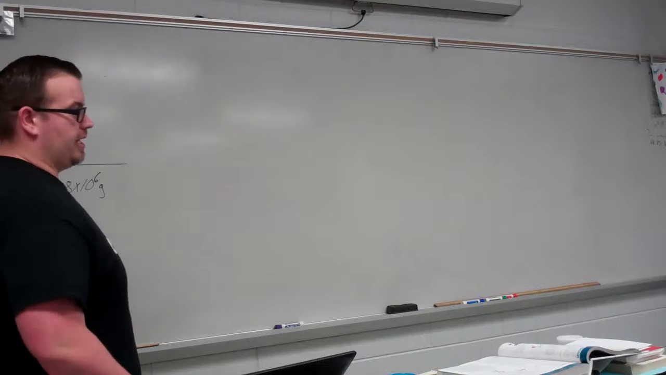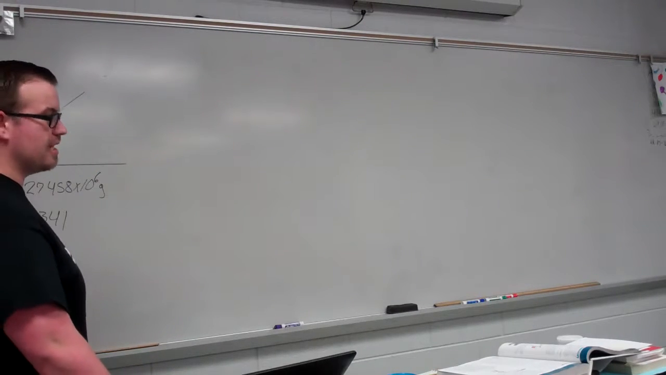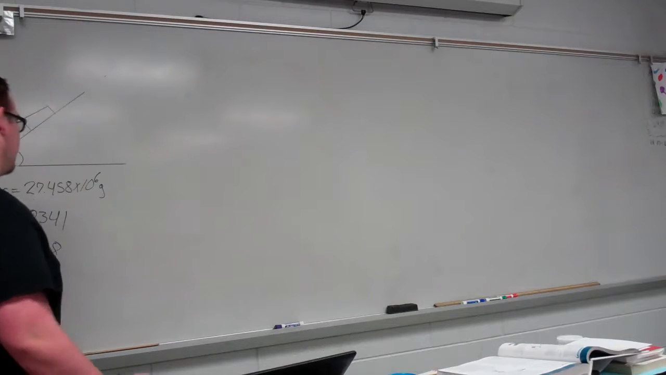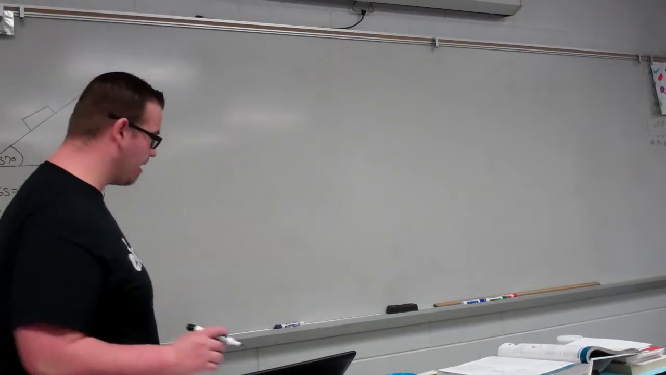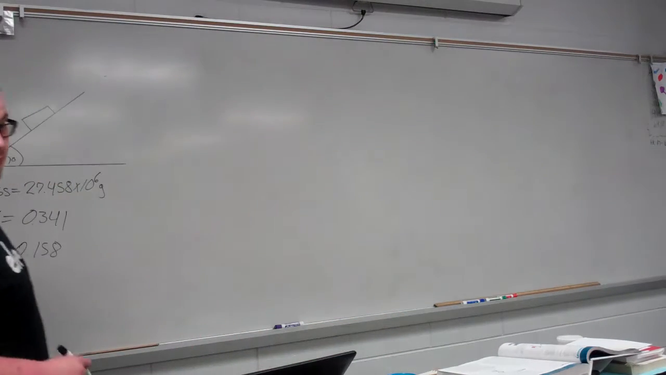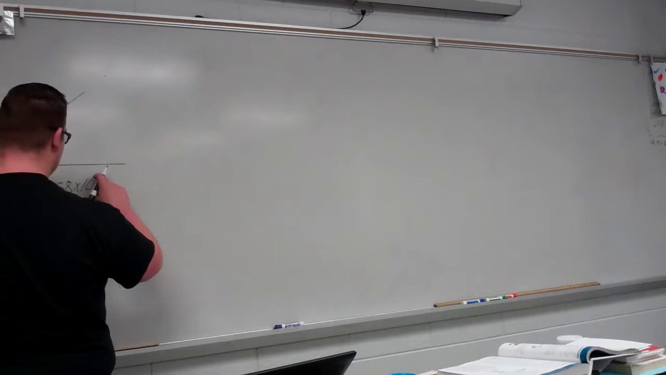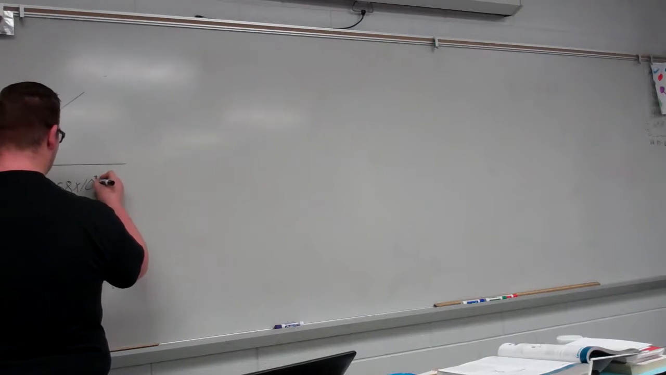I'll show you the first trick. I will switch your mass. You're going to change that mass. It cannot be in grams. It's got to be in kilograms. So I want you to do this really fast. You should be able to do this no problem. So it's 27.458 times 10 to the third kilograms.